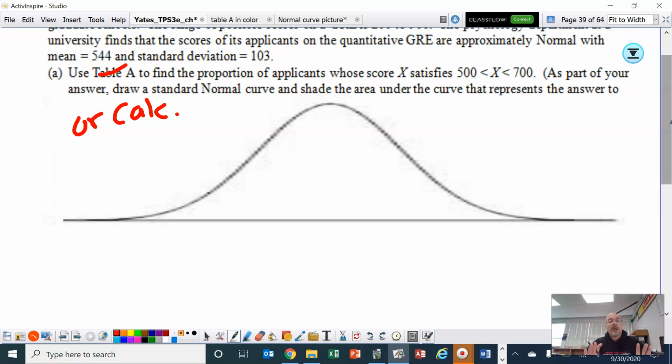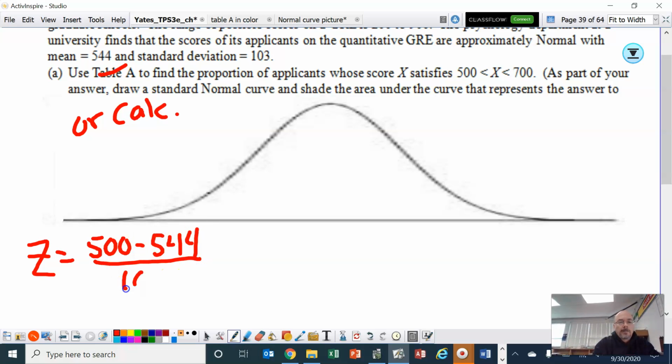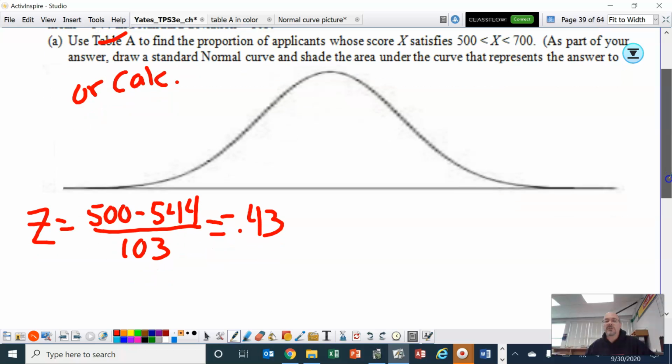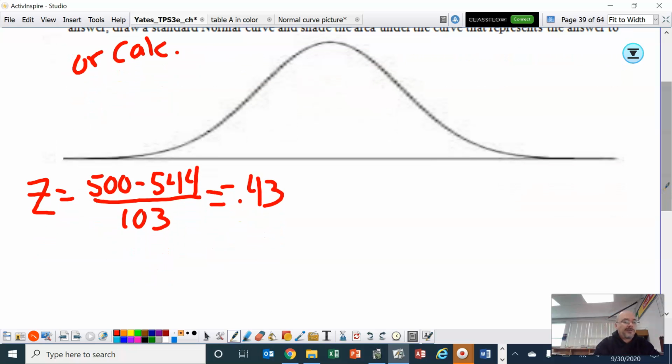All right, but anyway, I'm going to save a little time here. I've already found the z-scores. Okay, so I'm just going to very quickly write this. Okay, there's one z-score for the 500. Now I need to find the other one.